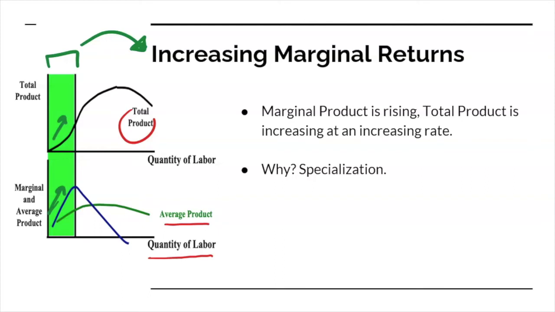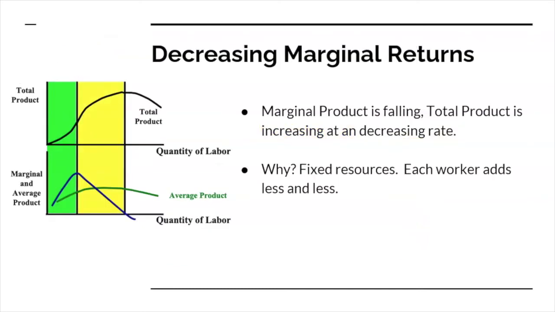What we mean by increasing at an increasing rate is that the slope is very, very steep. And so here, eventually we are going to hit a point where if we hire more workers, each worker is going to be less efficient. The marginal product is going to start to fall, and that's when we get to stage 2. Stage 2 here is in yellow, and that's decreasing marginal returns.